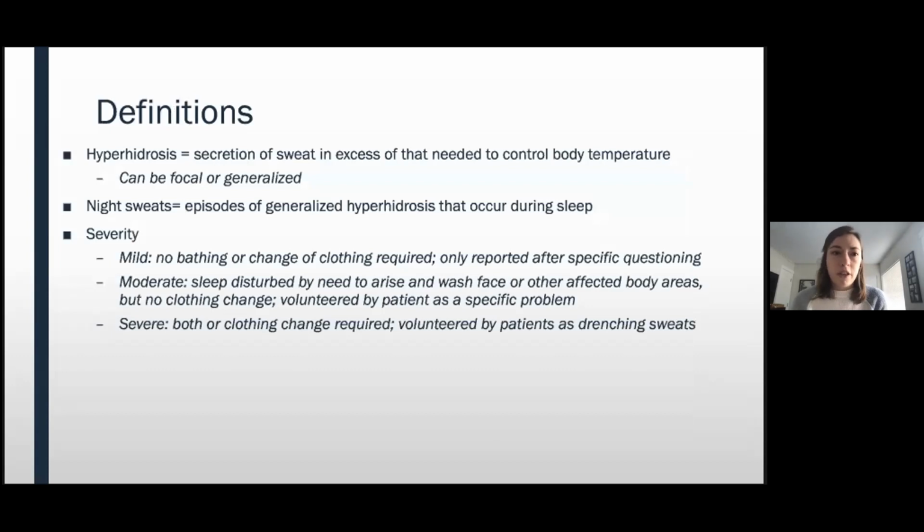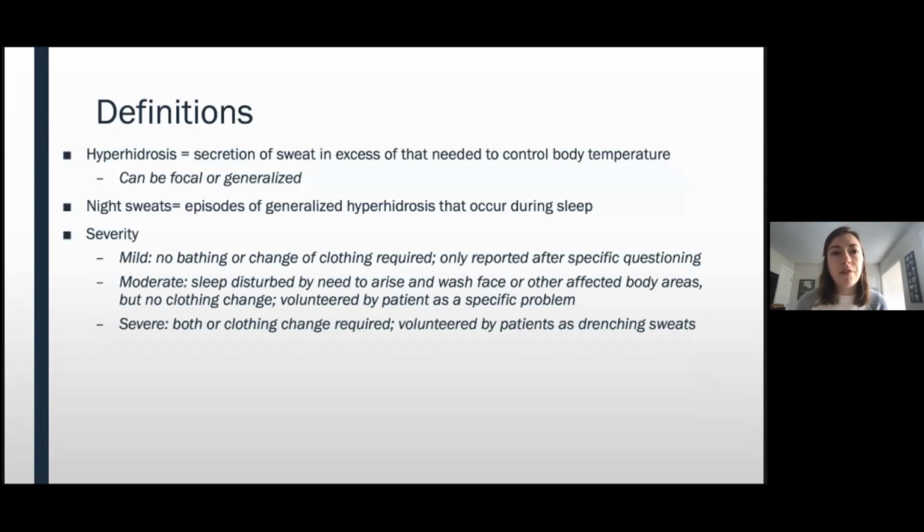So to go over some definitions, hyperhidrosis is the secretion of sweat in excess of that that's needed to control body temperature. This can be focal or generalized. Sometimes people experience focal hyperhidrosis just on the palms of their hands or soles of their feet or their axilla, or generalized. And we'll be focusing on generalized hyperhidrosis. Night sweats are episodes of generalized hyperhidrosis that occur during sleep, as the name suggests.